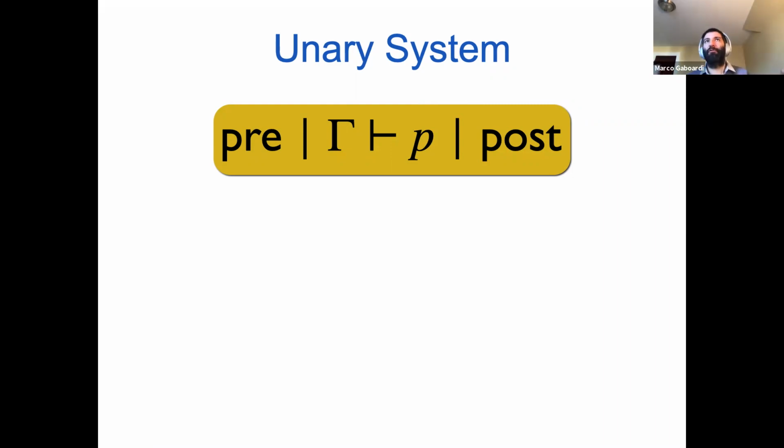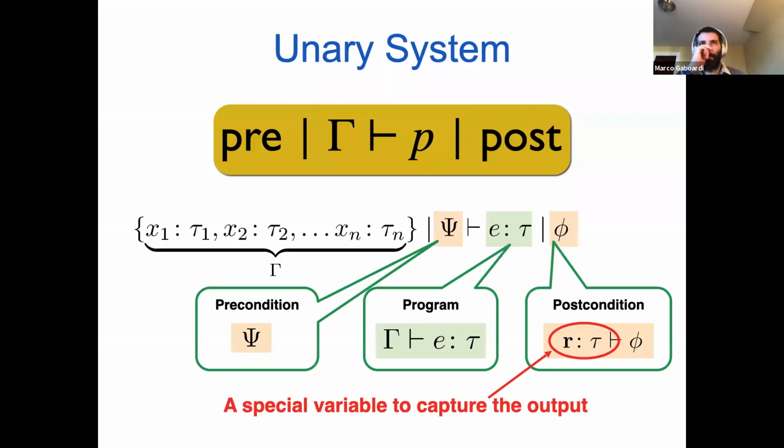All right, so let me move to the unary system. Now, the main difference is that before we didn't have a program, now we have a program P. The rest is the same. So we have a precondition, our context gamma, and postcondition. Previously we had the programs in the pre and postcondition, but now we have one specific program P that is in the judgment.